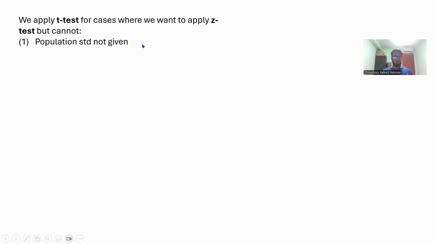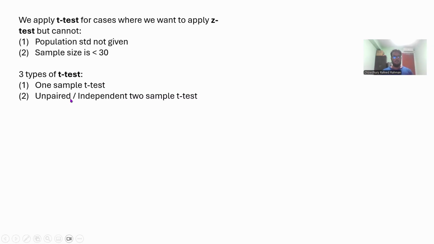Now, as you can understand quite easily, this is not really feasible in most cases. So in most cases, the population STD is not given. Then if your sample size is less than 30, then the z-test is not a good fit. There are three types of t-test. They are one sample t-test, unpaired or independent two sample t-test, both are the same thing. Then there is the paired t-test, which is also basically two sample.